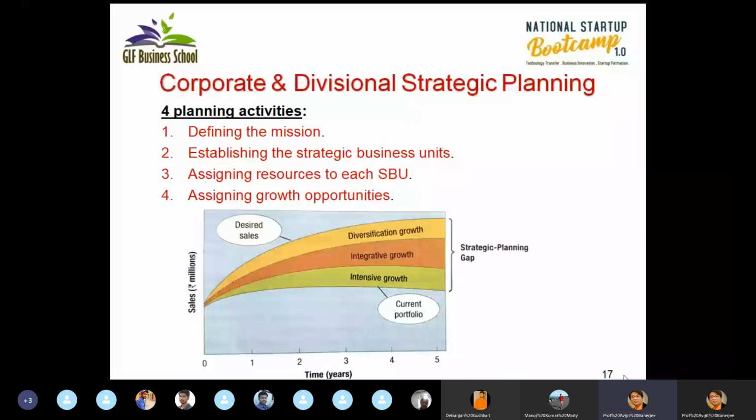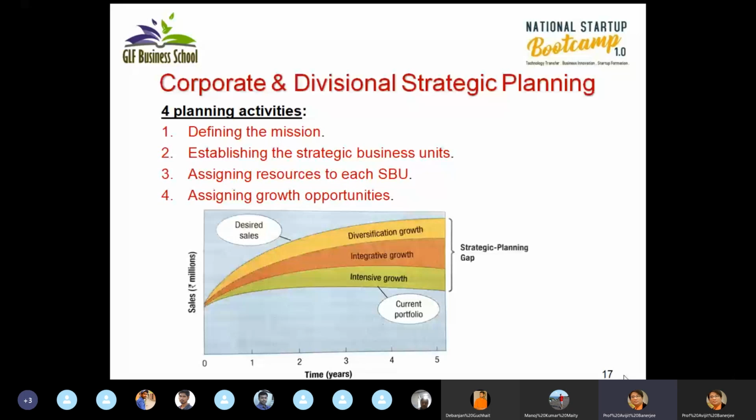You should consider wisely while assigning the resource to each of your business activities. You should consider assessing your growth opportunities, and you should identify the strategic planning gap, which is shown in this graph.